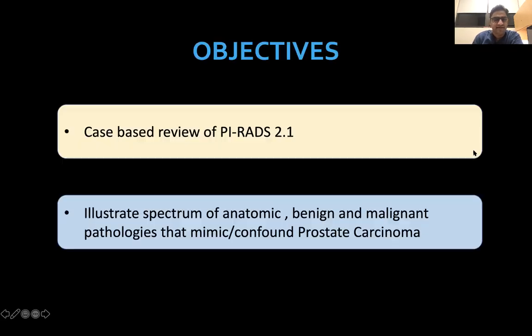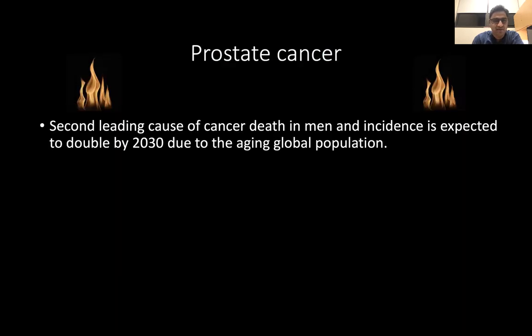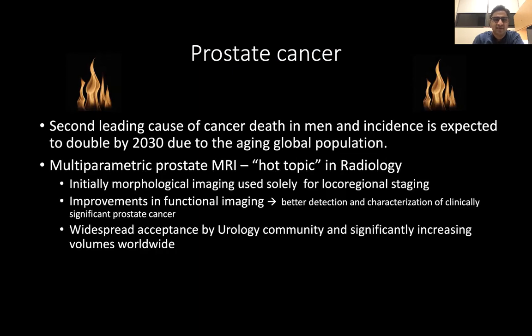No financial disclosures. The objectives of this webinar are to provide a case-based review of PI-RADS 2.1 and also illustrate the spectrum of anatomic, benign, and malignant pathologies that can mimic prostate cancer. As most of you know, prostate cancer is the second leading cause of cancer death in men, and the incidence is expected to double by 2030 due to the aging global population.